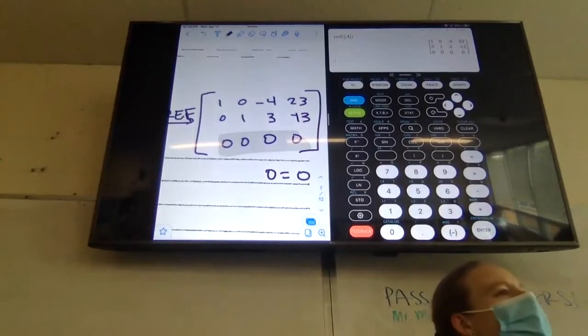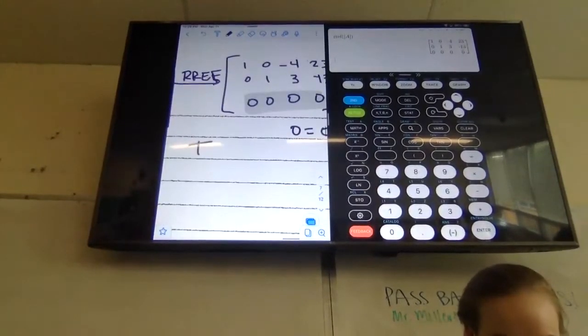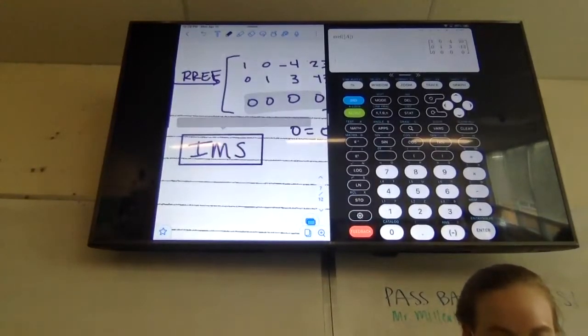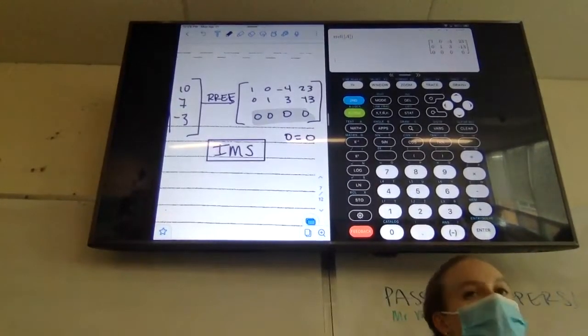Yes. Yeah, so what do we call this? Infinitely many, IMS, good. That means that anything I plug in should work. Infinitely many solutions, that means everything works. So if you get an entire bottom row of zeros, that's IMS.